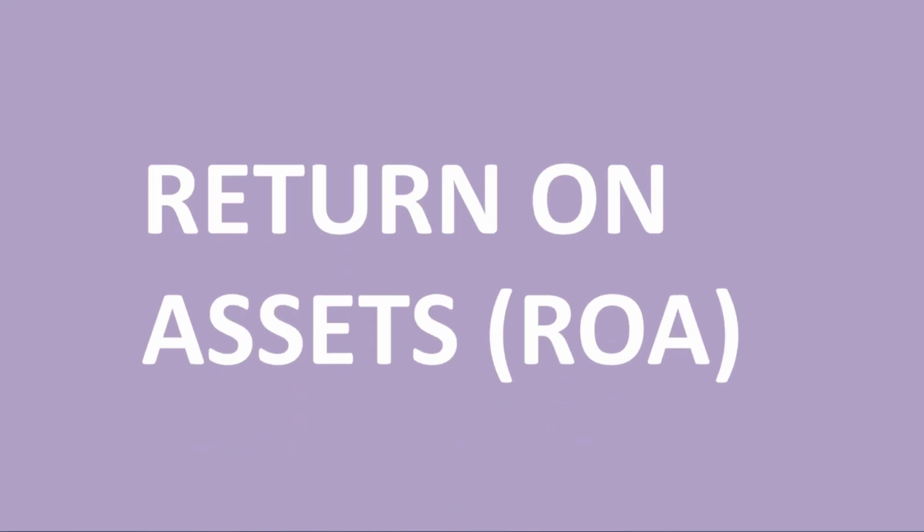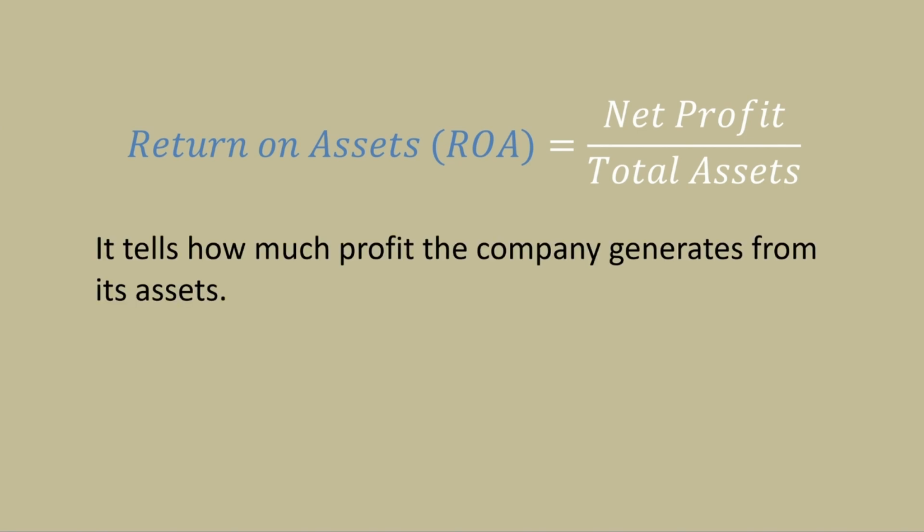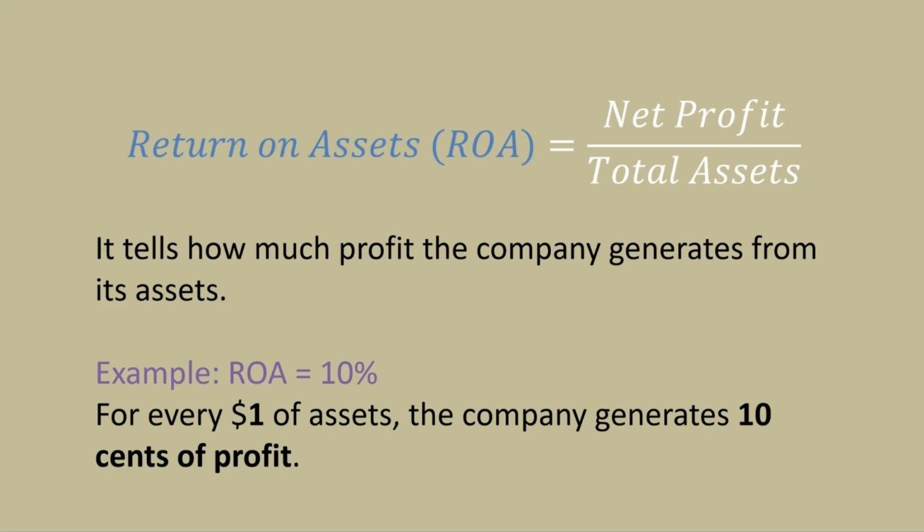The fifth one, return on assets, ROA. ROA equals net profit over total assets. It tells how much profit the company generates from its assets. For example, if ROA equals 10%, it means for every $1 of assets, the company generates 10 cents of profit. Higher ROA indicates better asset utilization and stronger management performance.